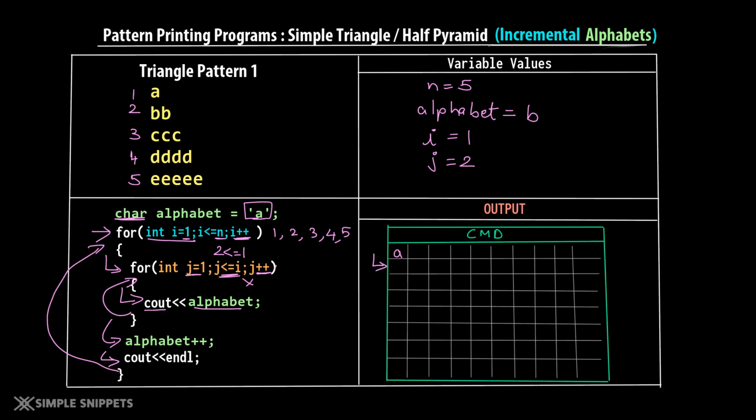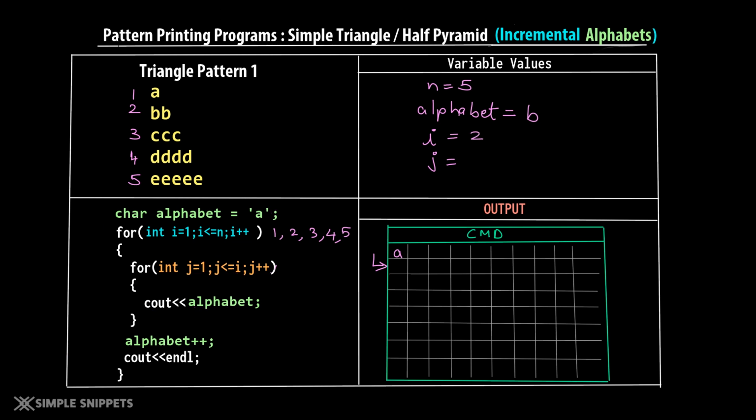So i was 1, i will become 2 now. So now i has become 2. Of course, i can take values 1, 2, 3, 4, 5. So it's a legitimate value. You don't have to check every time. You'll go inside, you'll again run this inner for loop. Again, you'll say int j equals to 1.